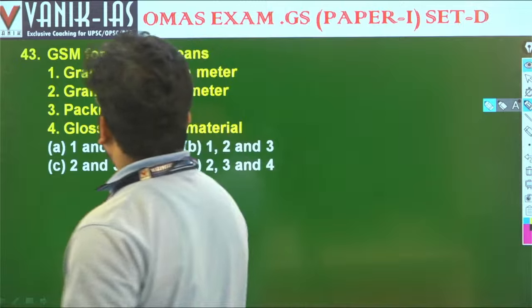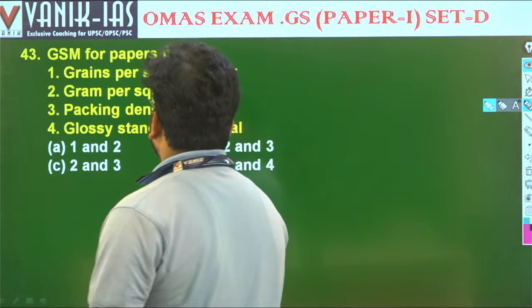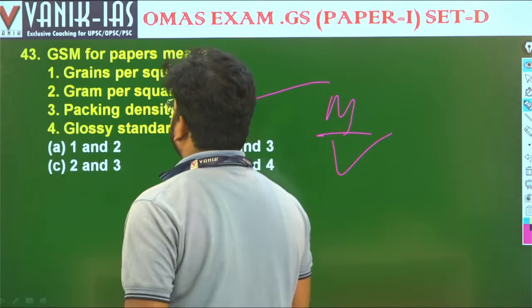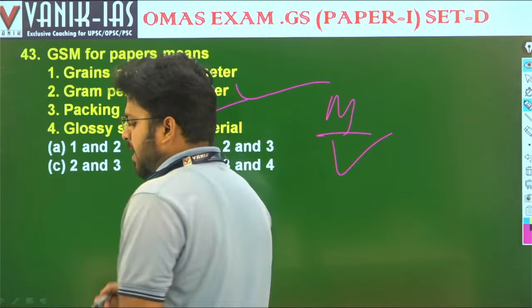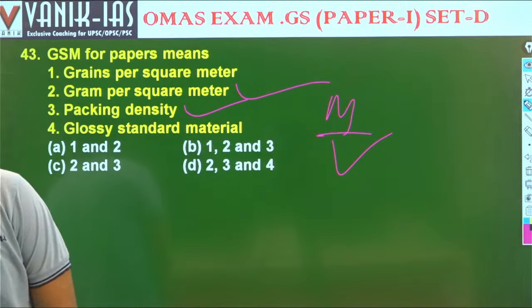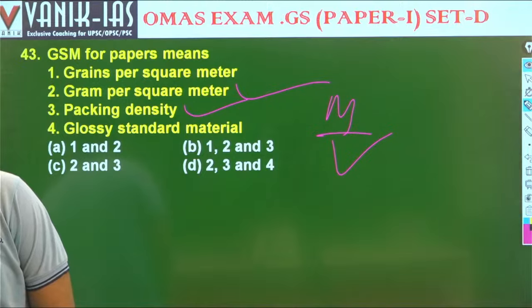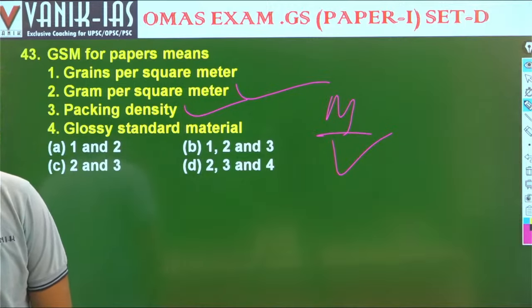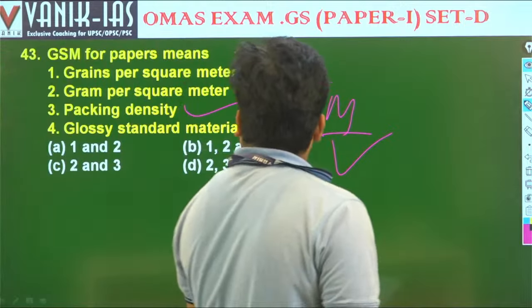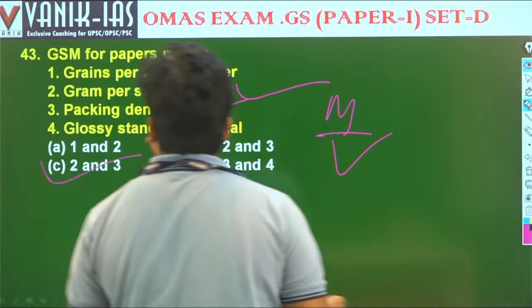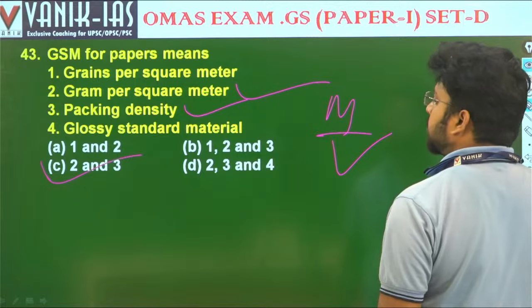GSM for paper means gram per square meter. Packing density means mass by volume is called packing density, right? The total number of masses of the particles, and that is fact. So 2 and 3 options are correct regarding gram per square meter. Okay, the answer is the option with 2 and 3.